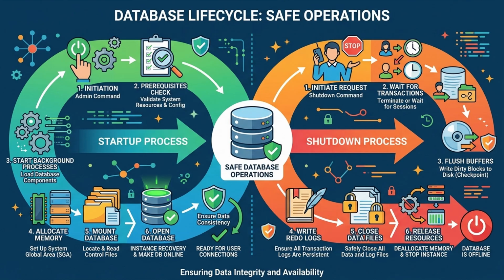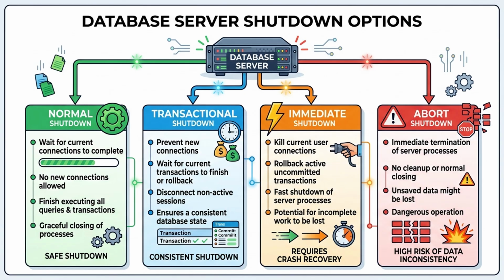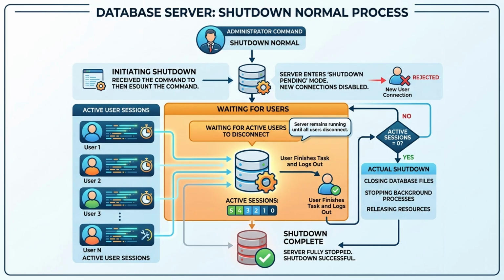Just as important as starting the database properly is shutting it down safely. Oracle provides several shutdown modes, and each one is designed for different operational situations. Let's look at the four main shutdown modes available in Oracle. The first shutdown option is Shutdown Normal. In this mode, Oracle stops accepting new user connections.